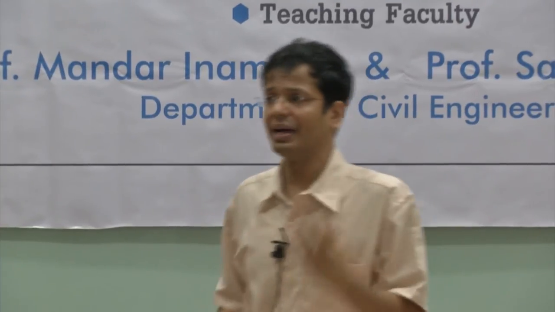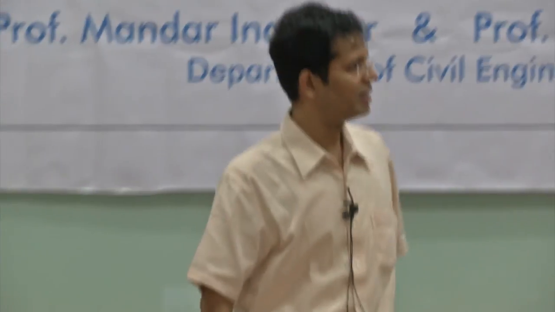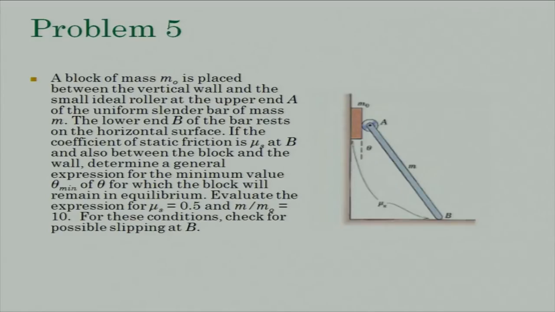So for these kinds of problems, we have to decide where the slippage will occur. You cannot just immediately say that slippage happens at all contact points. One type of problem we'll discuss here, and whatever I said, if it was not already clear, will become clear when we solve this problem. What we have here is a block AB.